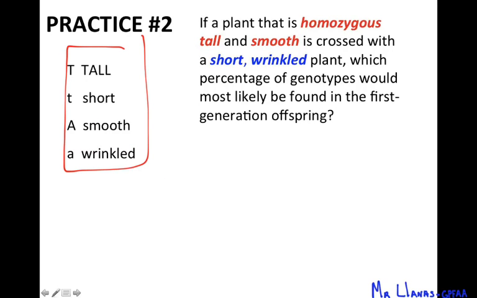And we know that parent 1 is homozygous tall, which means big T big T, and homozygous smooth, which is big A big A. So that's parent 1. Parent 2 is going to be short and wrinkled. Well, in order to be short, you have to have both recessive alleles. In order to be wrinkled, you have to have both recessive alleles for that trait. Okay, so this is step 1, to find the alleles of the parents.